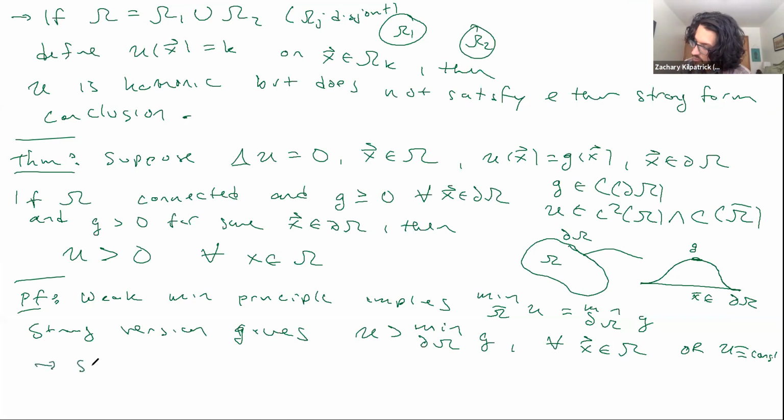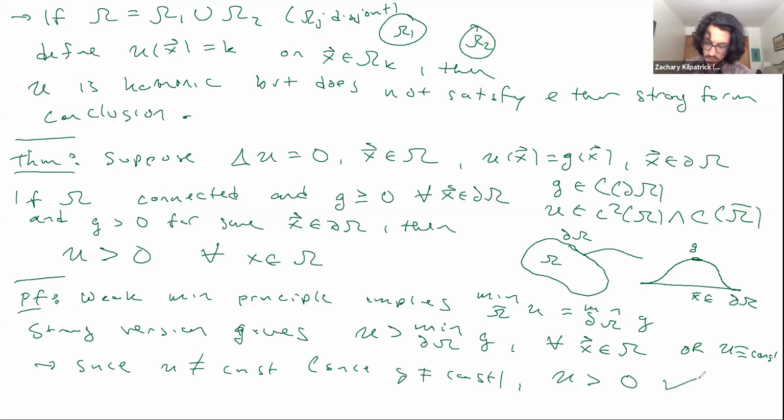So since U is not constant, since G is not constant, U is then strictly greater than 0 on omega, okay? All right, so that's one thing that you can do with minimum principles. I mean, not surprisingly, and maximum principles, is that you can bound functions. You can sort of string results like this together in order to get bounds on solutions to boundary value problems.